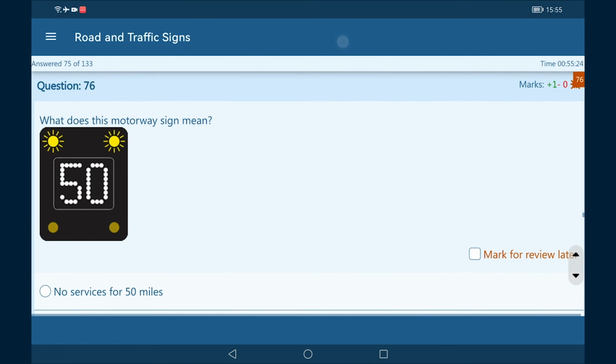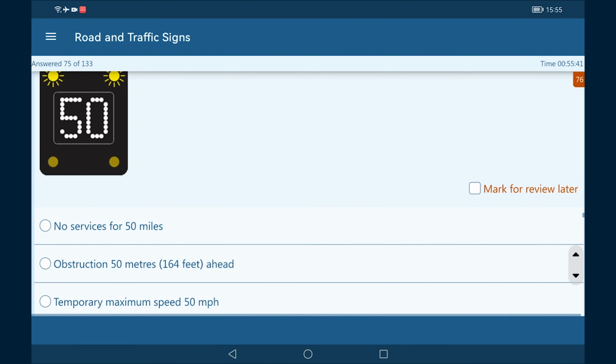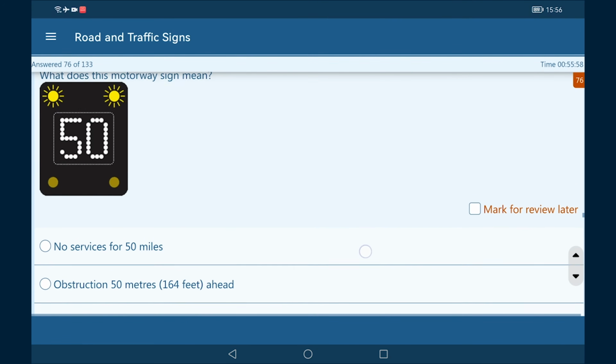Question 76. What does this motorway sign mean? Option 1. No services for 50 miles. Option 2. Obstruction 50 meters, 164 feet ahead. Option 3. Temporary maximum speed, 50 miles per hour. Option 4. Temporary minimum speed, 50 miles per hour. The correct answer is option 3, that is, temporary maximum speed, 50 miles per hour.